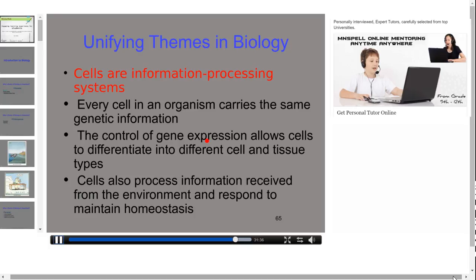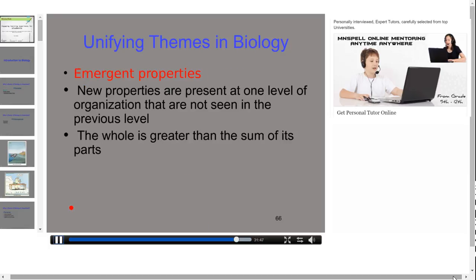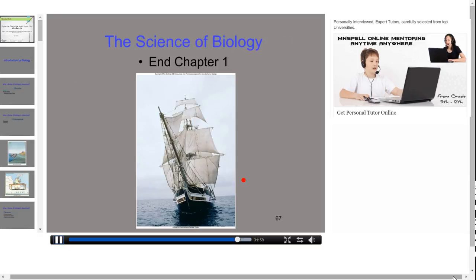Control of gene expression allows cells to differentiate into different cells and tissue types, and cells also process information received from the environment and respond to maintain homeostasis. The new properties are present at one level of organization and not seen in the previous level. The whole is greater than the sum of its parts. We just saw this. It's a repetition of the slide, I suppose.